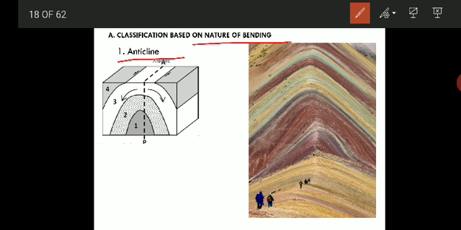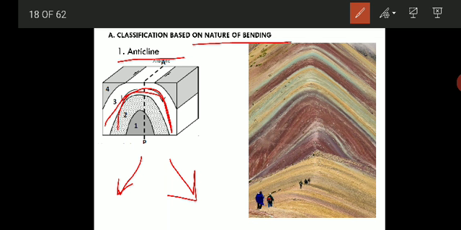Anticline, the word anti is opposite and cline is inclined. So the anticline fold may be defined as the fold that is convex upward. The fold that is convex upward. So when the beds are upfolded into an arc-like structure, then it is called an anticline fold.